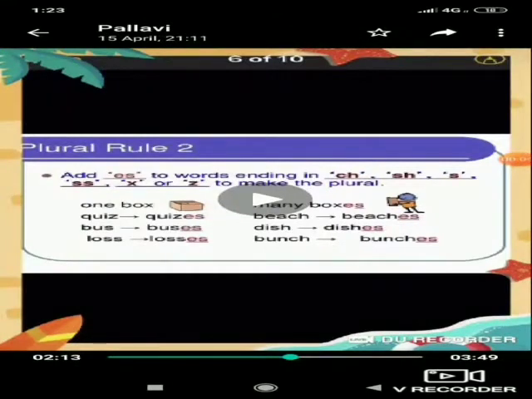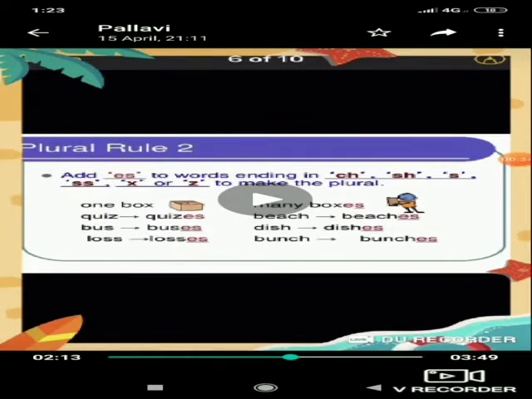So let us learn about rule 2. Whenever any word ends with ch, sh, s, ss, x or z, then these words are added with es to make it plural. For example, one box. The word box ends with the letter X. So we have to add es to make it plural. So it becomes many boxes. Quiz ends with Z. So we need to add es to make it quizzes.